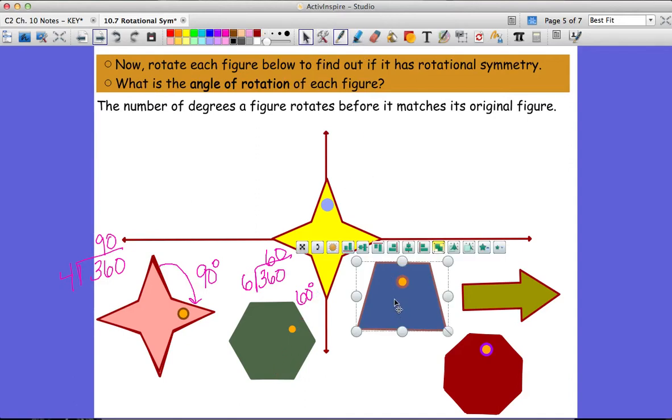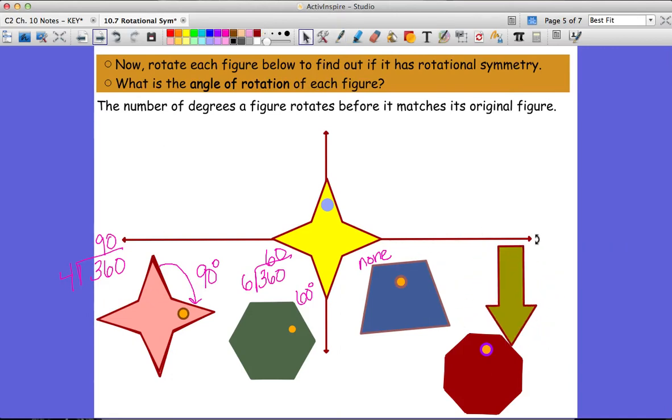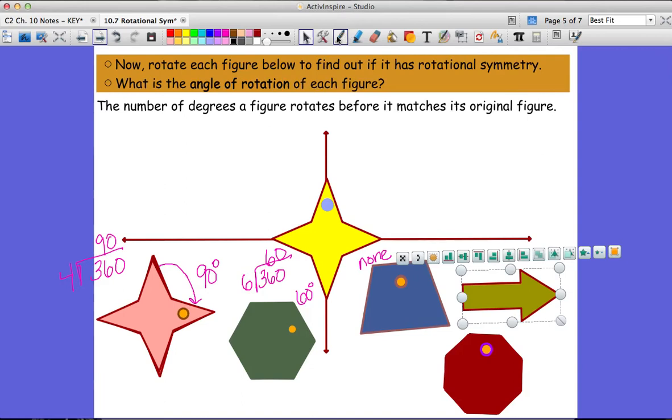Right, with this trapezoid, we know that it does not have rotational symmetry because it will not match up with its original figure. So the angle of rotation here would be none, not 0. If you put 0, that doesn't tell us anything. That doesn't tell us that there is no angle of rotation. You have to put none. Again, this arrow, if you rotate it, does not match up with its original form, because it points the opposite direction. So once again, this shape will have no angle of rotation.